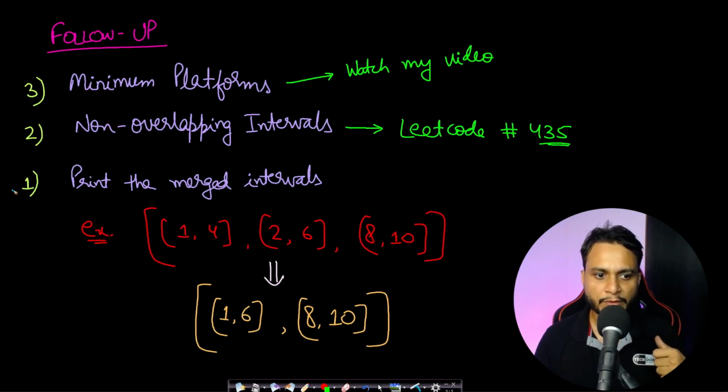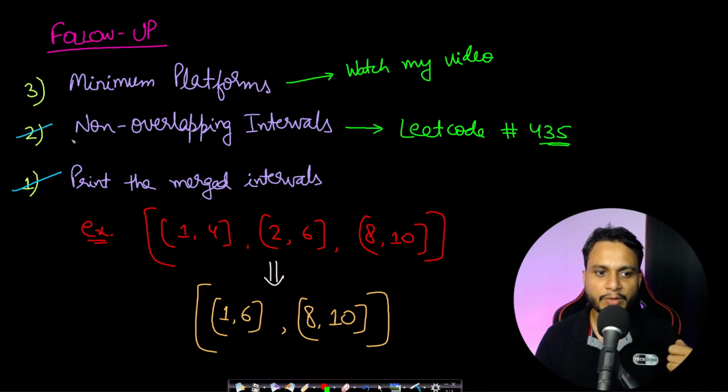So the first follow-up problem can be printing the merge intervals. If your problem was about finding out how many independent intervals are there, then the follow-up can be print all those intervals. And if your problem was about printing all the merge intervals, then the follow-up problem can be print how many of these merge intervals are there. I mean, how many of these independent intervals are present.